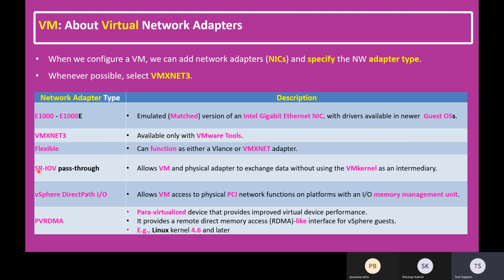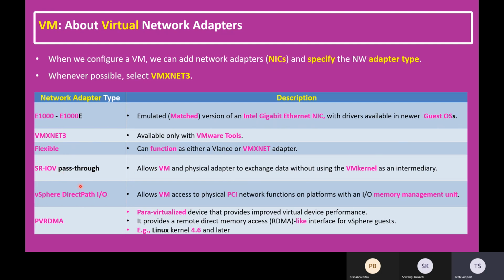Next is the pass-through adapter, SR-IOV pass-through. This is normally used for a converged network adapter scenario. If you are using virtual SAN or hyper-converged storage, we may recommend going with a pass-through adapter. The pass-through adapter allows the virtual machine and the physical adapter to exchange data without using the VMkernel as an intermediary, where VMkernel means the ESXi VMkernel. So without that ESXi communication, we can pass access from the virtual machine to the physical adapter using this adapter only. That is a virtual storage concept.